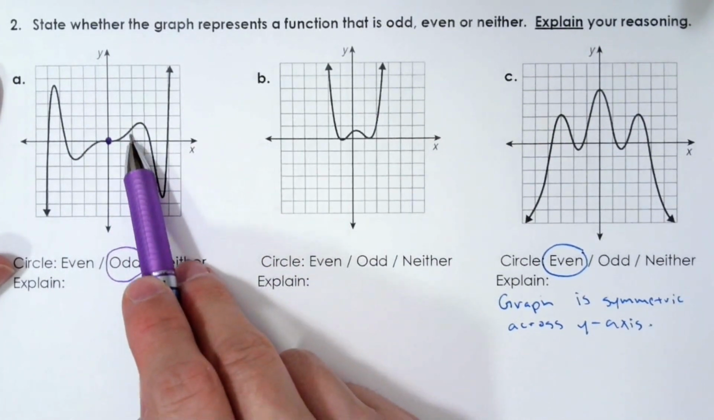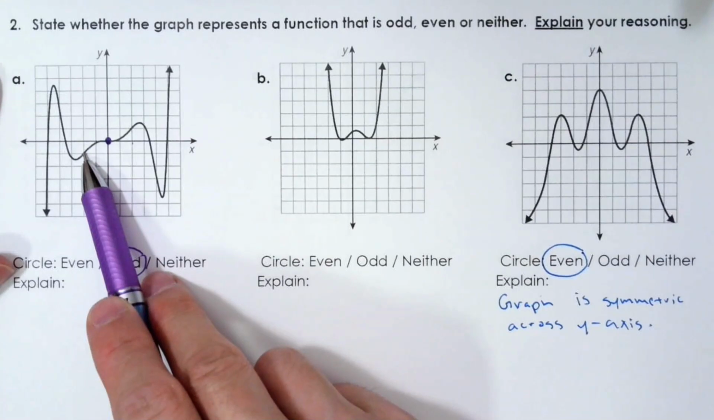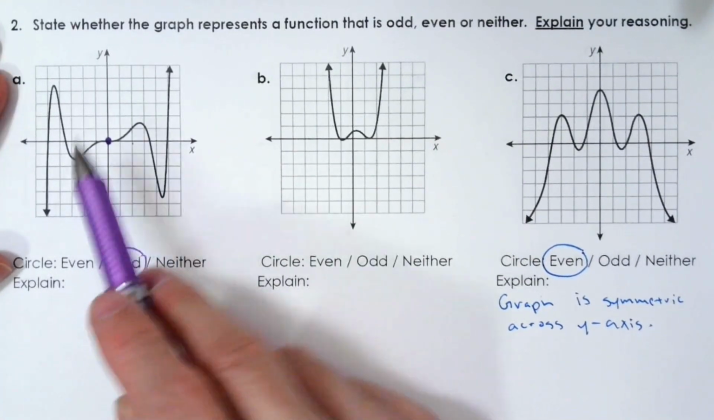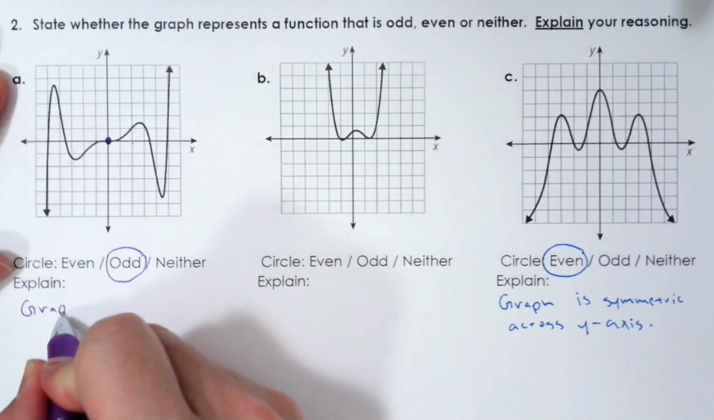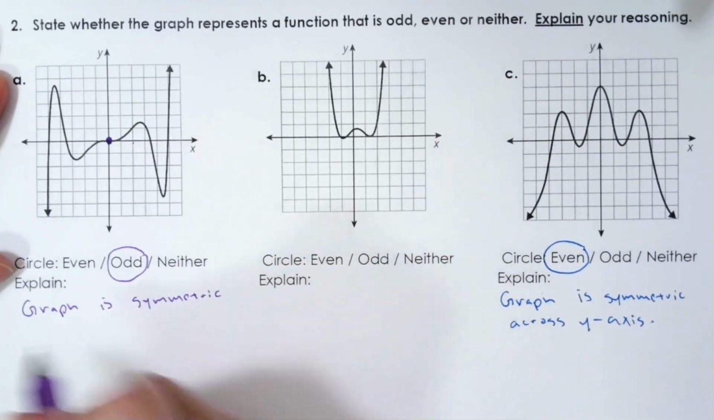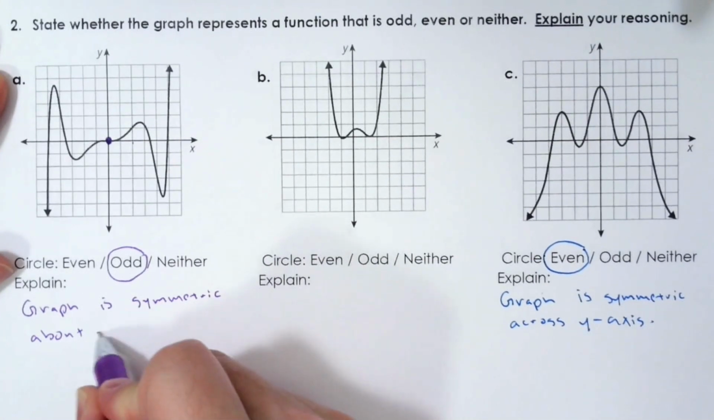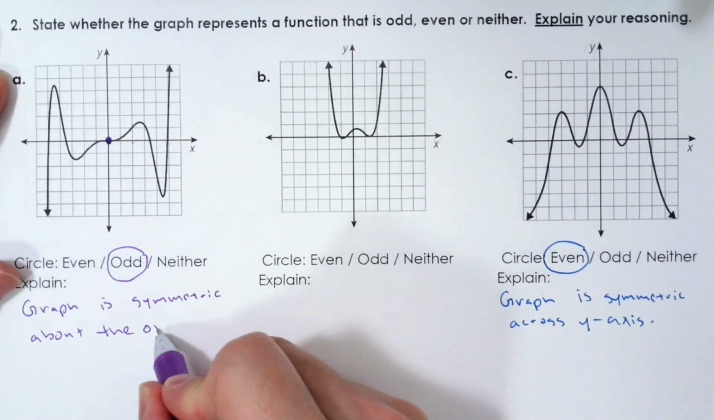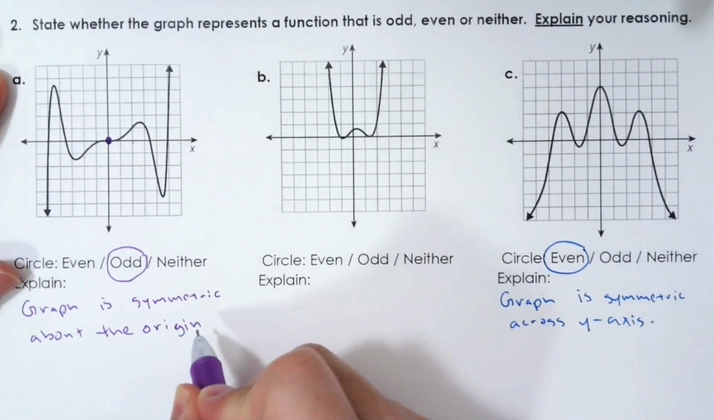See the over 2 up 1, over 2 down 1. We would say the graph is symmetric about the origin, or with respect to the origin.